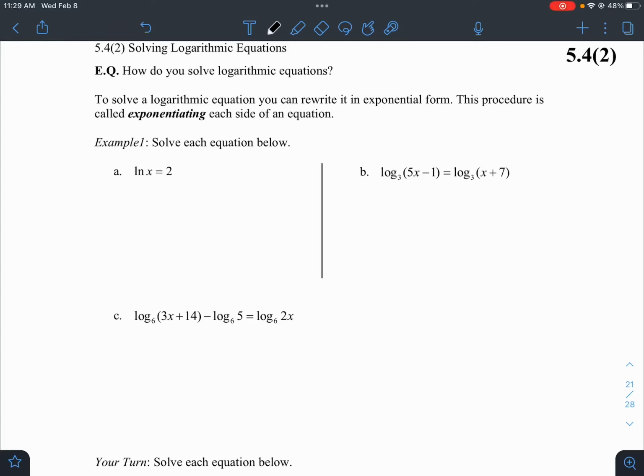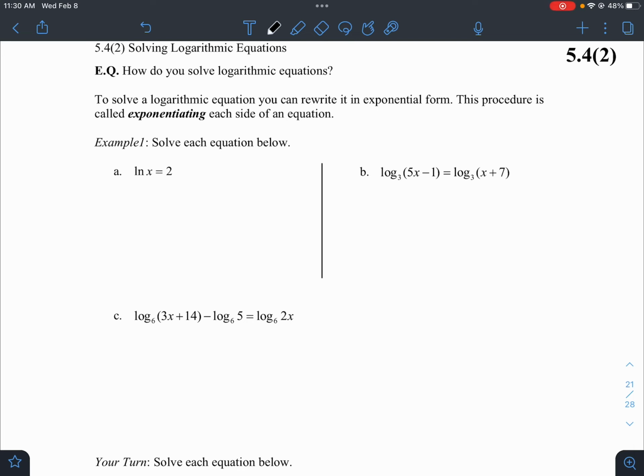All right, so section 5.4, day 2, we're still solving logarithmic equations. So it says to solve a logarithmic equation, you can rewrite it in exponential form, and this procedure is called exponentiating each side of an equation. So a little bit like we did yesterday. So let's go ahead and start with example 1.